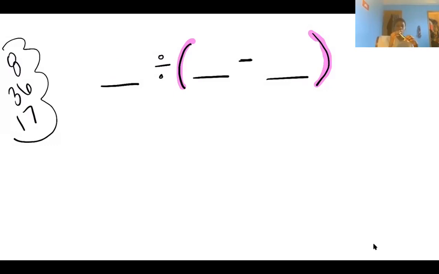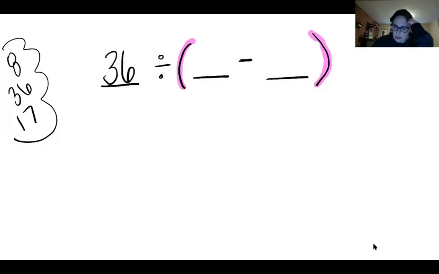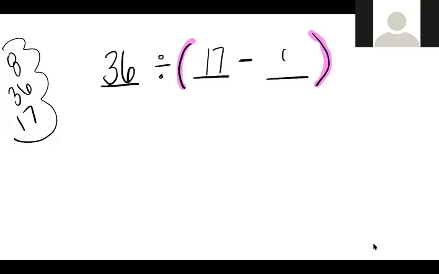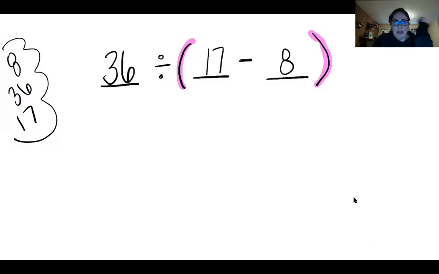36. Okay, Khalifa's saying 36. So what should go right here? 17. What? 8. If I put 8 here and 17 here, I can't do 8 minus 17. Yeah, I have to put the 17. Okay, what are we trying to get? What's the answer we're trying to get? 4. Okay, so does that equal 4? We've got to do 17 minus 8 first.